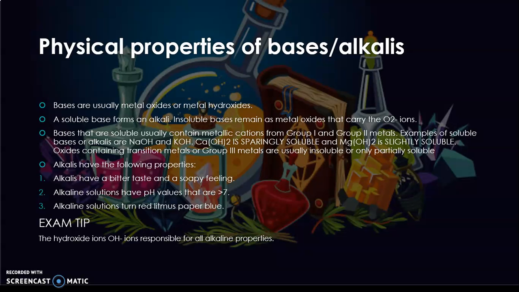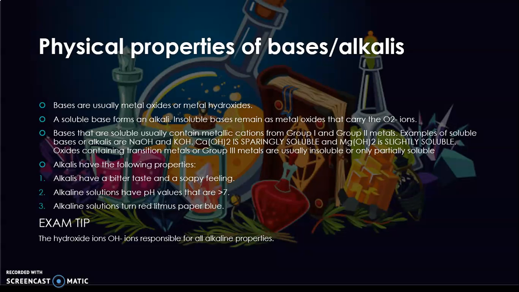Next point. Alkalis have the following properties. Remember, this is the most important part because this represents bases. These are the properties of bases or alkalis. Alkalis have a bitter taste and a soapy feeling. The second, alkaline solutions have pH values greater than 7, not less than, greater. Bases have a pH greater than 7. Alkalis have a pH greater than 7. Alkaline solutions turn red litmus paper blue.